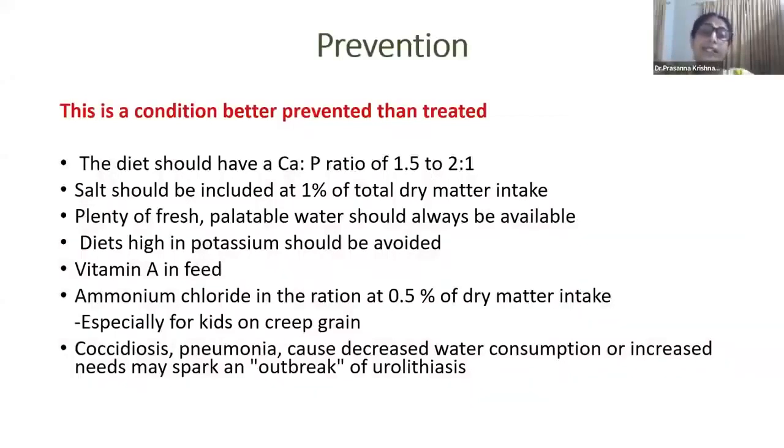So prevention is much easier for you to get rid of this malady. This is a condition better prevented than treated. Treatment is rather painful as well as time consuming, and it is rather tricky. You can prevent this condition by properly giving the diet. The diet should have a calcium to phosphorus ratio of 1.5 to 2 to 1. That means you should regulate the calcium and phosphorus intake.